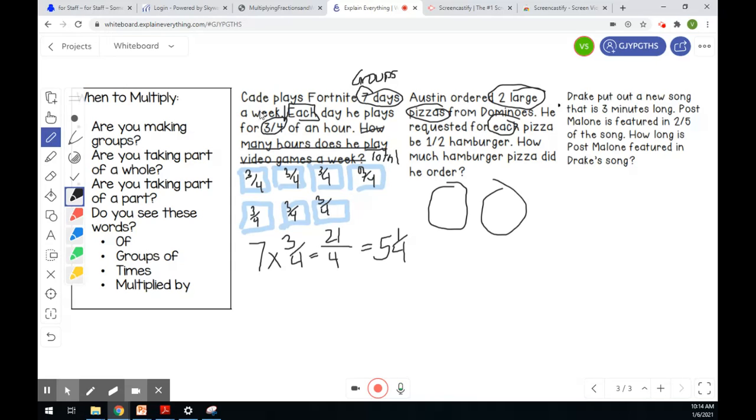Sometimes it's going to be nice where that of is there, so you know that you have to multiply, but that's not always the case. Sometimes you're going to have to really think about it. So if you see this each and you see 1/2 and it's asking how much hamburger pizza did he order, they're asking for a total. So in other words, this 2 actually represents a group.